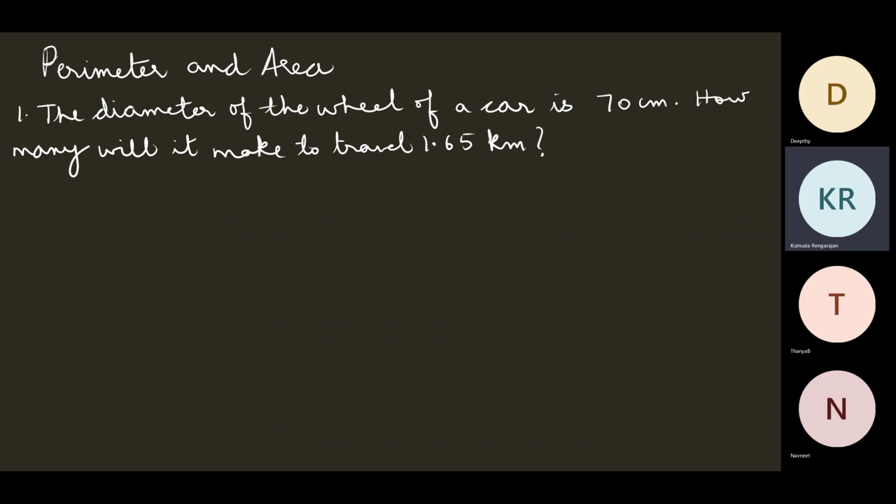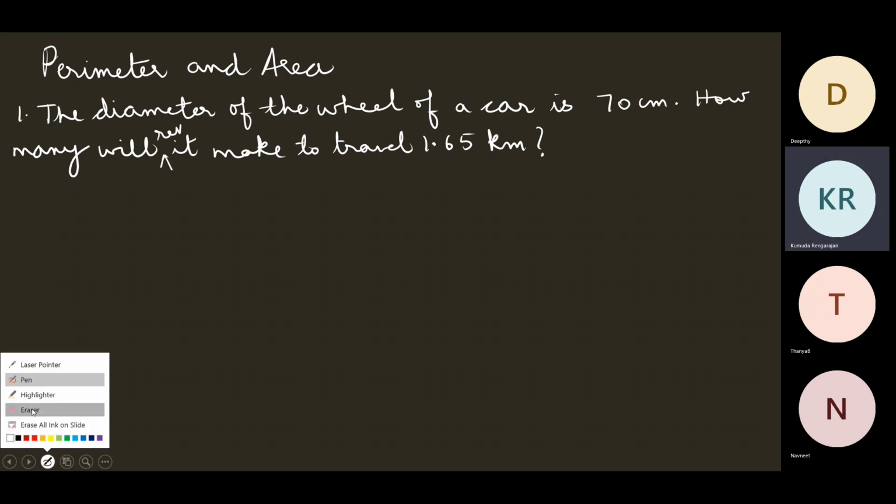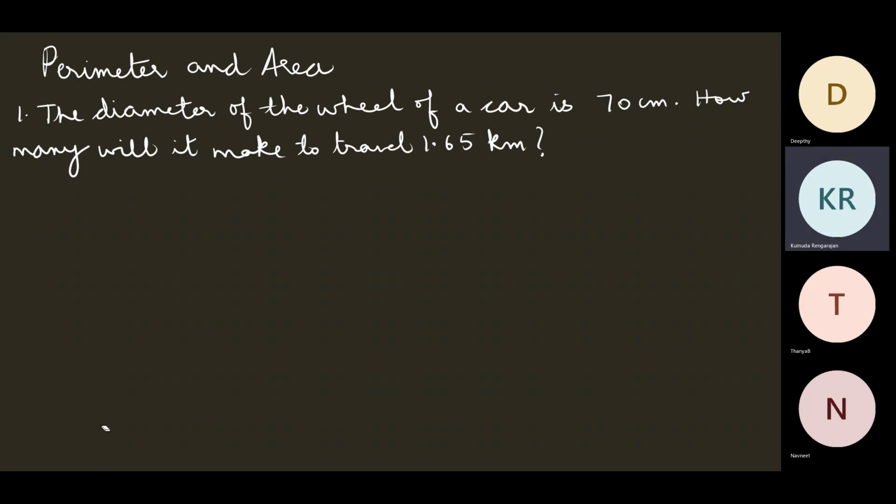Okay. So here the question is, the diameter of the wheel of a car is 70 centimeters. How many revolutions? I forgot to write that. How many revolutions will it make to travel 1.65 kilometers?